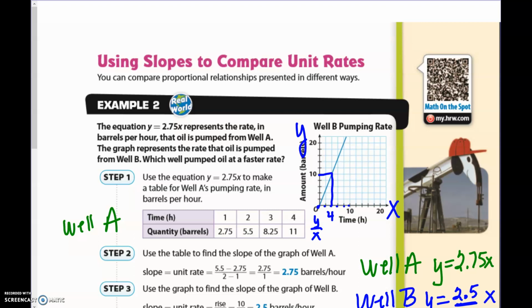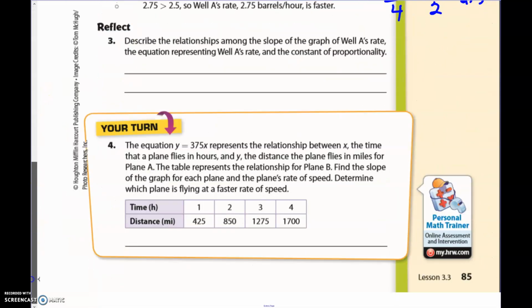I think there was one more down here at the end that I wanted to run through. So the equation here of y equals 375x represents the relationship between the hours that a plane flies and the y distance for plane A. The table is plane B. So they want us to compare plane A to plane B. Well, we have to find out what plane B's equation is.